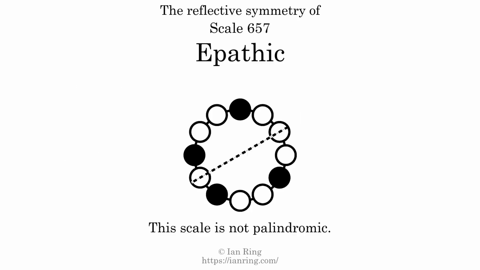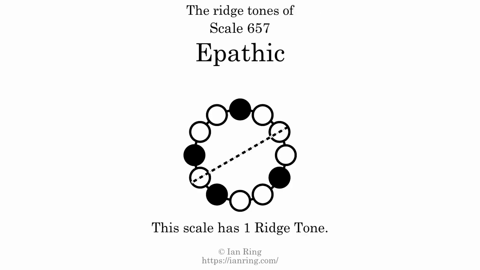This scale has reflective symmetry across an axis positioned 2 semitones from the root. This scale has a different pattern of intervals ascending and descending, so it is not palindromic. This scale has one ridge tone here.